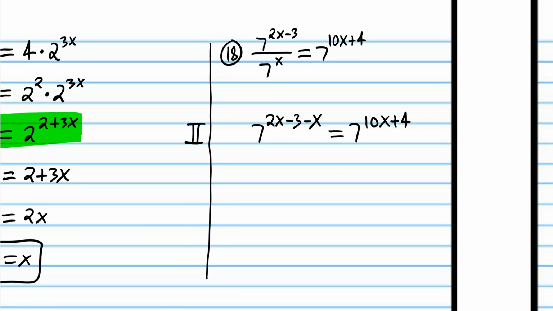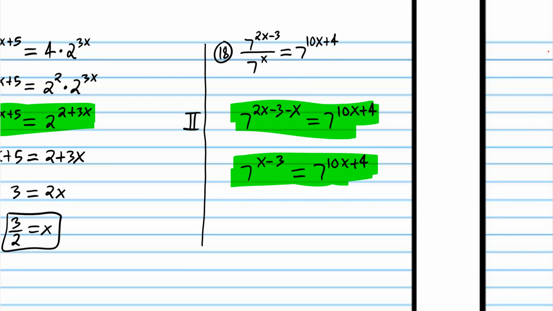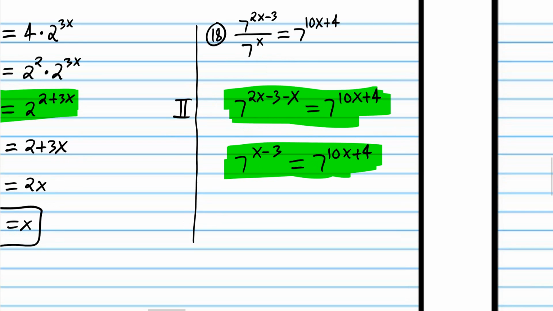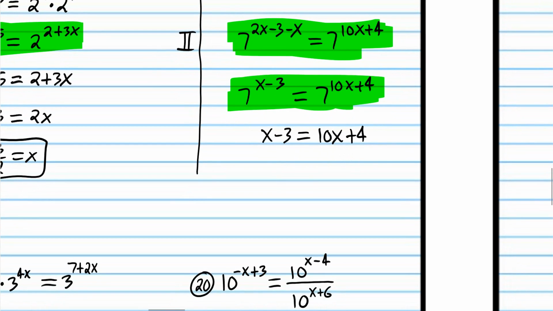So now we're going to simplify. 2x minus x is just x. And so now we're at that critical point where we can get rid of the bases. Actually, both of these are kind of the critical point, but we just simplified. And so now we have x minus 3 is equal to 10x plus 4. Subtract x from both sides, and we get 9x over here. Subtract 4 from both sides, we get negative 7. And x is equal to negative 7 over 9.